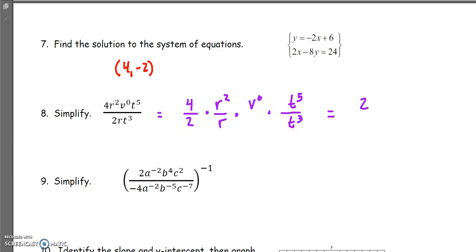And the next one, I have r to the 2nd over r to the understood 1. So because it's division, I am subtracting my exponent. So 2 minus 1 will give me 1. So I'll just have an r. V to the 0 power, anything raised to 0 power is 1. So really, I can just cancel that out. And then I've got t to the 5th over t to the 3rd. Again, it's a division, so 5 minus 3 is going to give me 2. And so there would be my final answer.